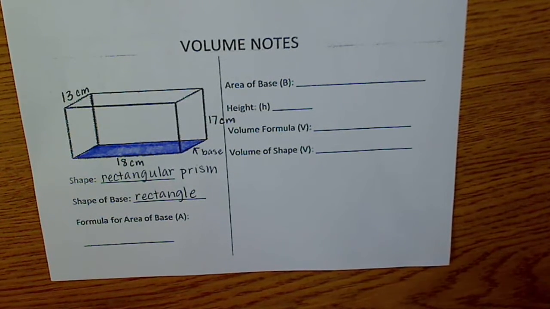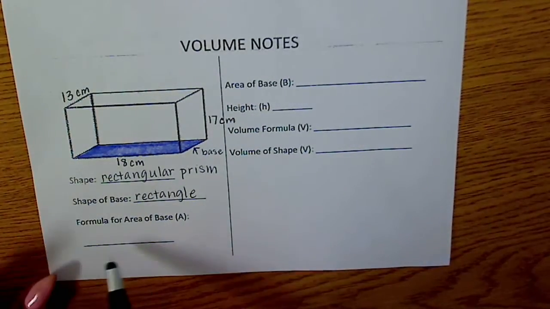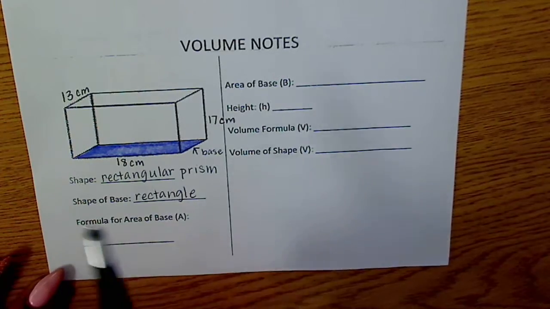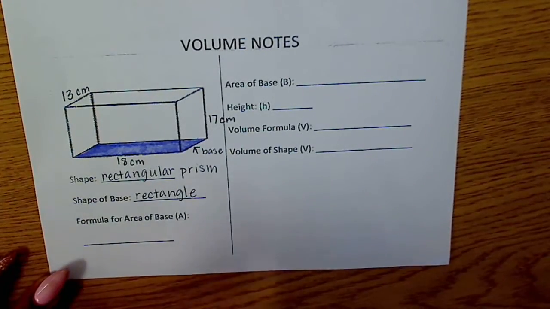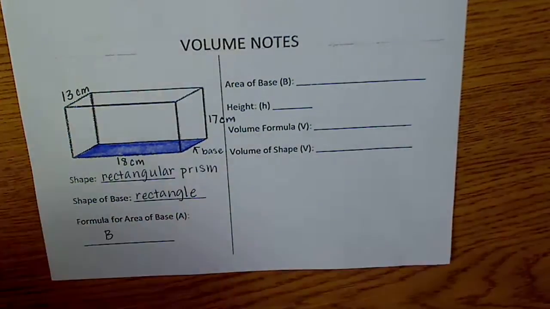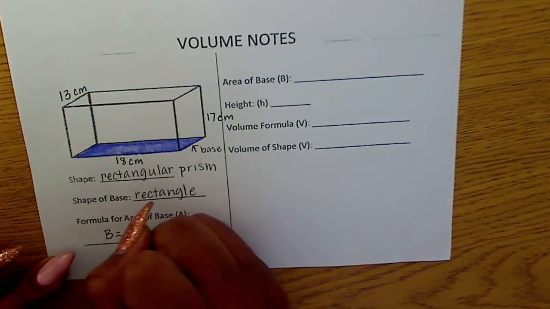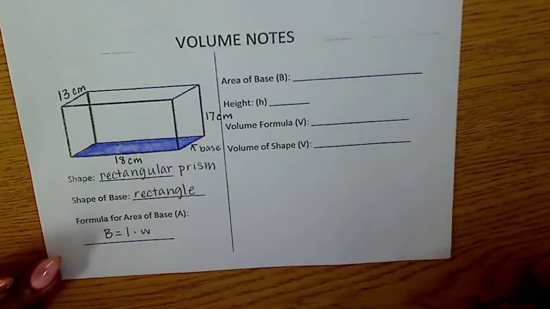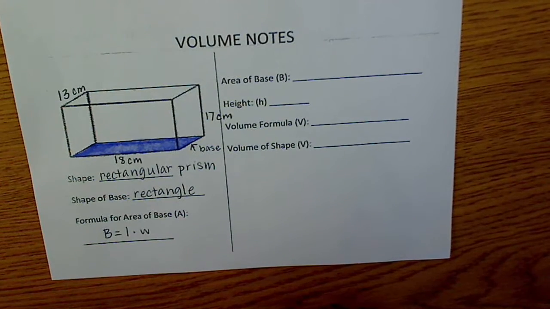So before we can calculate the volume of this rectangular prism, we first have to know the formula for this base, because we have to calculate how big this is before we can go on to the volume. That formula is the base equals length times width. I'm going to show you why I'm using length and width and not base and height, okay?